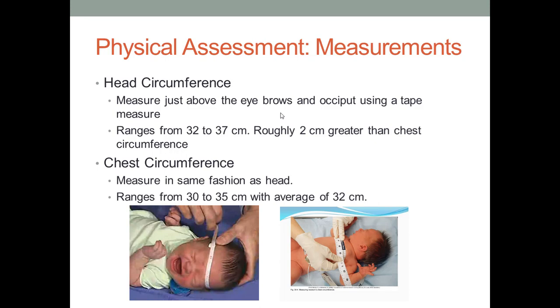Chest circumference, you measure exactly the same as the head, but you're going to measure right about the same line as their nipples. An average chest circumference is about 32 centimeters, but it does range from 30 to 35. One interesting little fact is that the head is generally about 2 centimeters on average greater than the chest circumference.